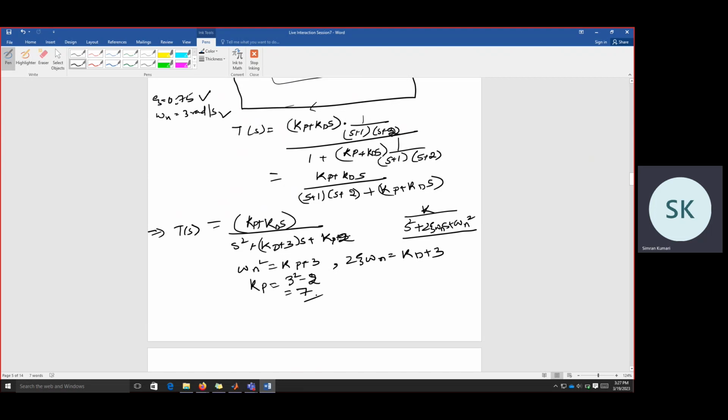And for this one, since we know Kp is 7 and zeta omega n is known, so 2 into 0.75 into 3 is equal to Kd plus 3. This implies Kd is equal to 1.5.